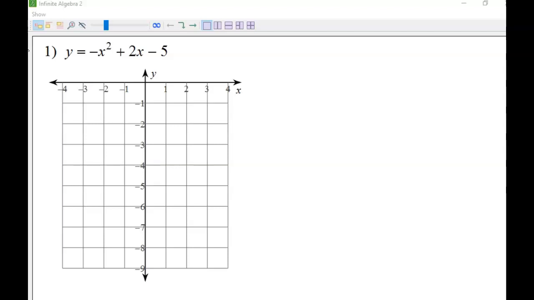All right, guys, today we're going to be graphing quadratic equations. The first half of the day, we're going to learn how to graph quadratics in standard form, which looks like this. The second half, we'll talk about how to graph them in vertex form.